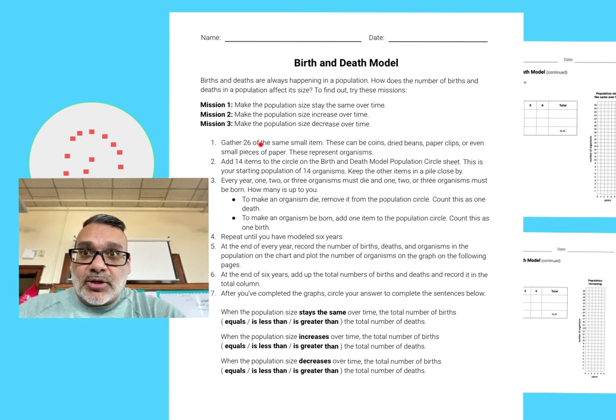So you want to work with a partner. In pairs of 2, you want to get 26 pieces of a small amount. You're going to add 14 pieces to a center, like a circle. You may not have a circle with you, but you can just put them at the center of your table area. This is going to be your starting population of 14 organisms. So you're always going to start with 14. I'm going to model that here for you now.